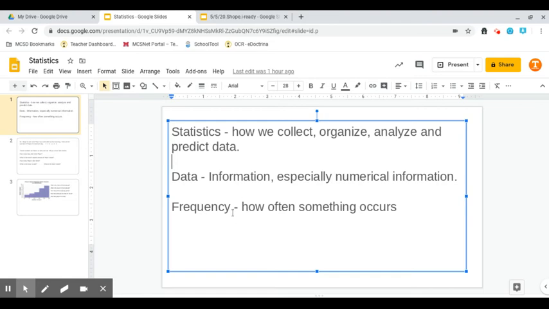And another number or thing you're going to come across in the early lessons on this is frequency. How often something occurs. What is the most frequent? It's the thing that happens most. What is the least frequent? It's the thing that happens less or least. And frequency is just how often something occurs. So if you see any of these words, you should know what you're talking about now.